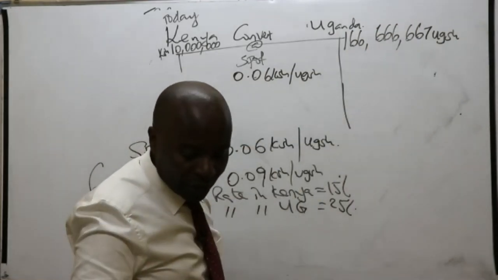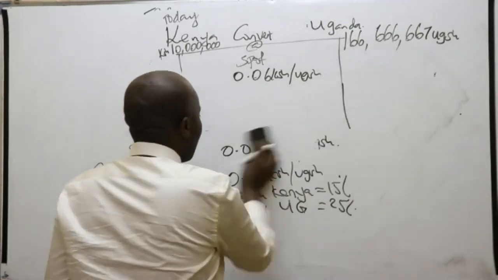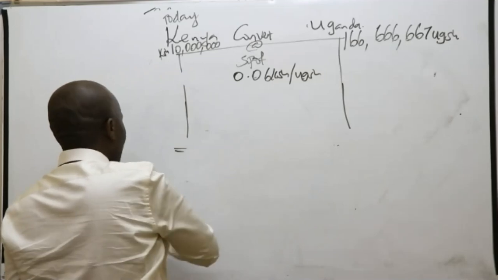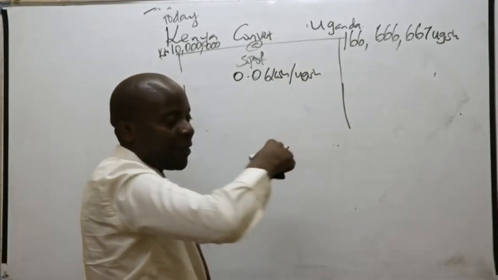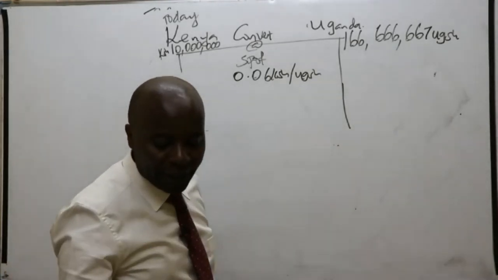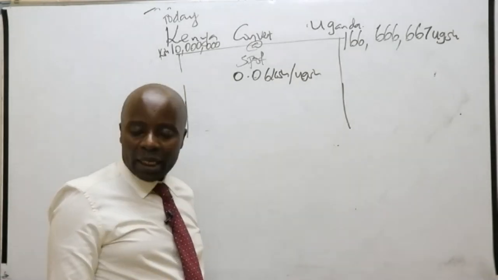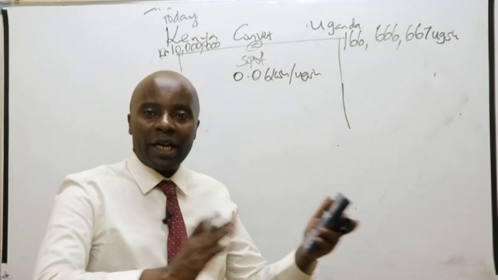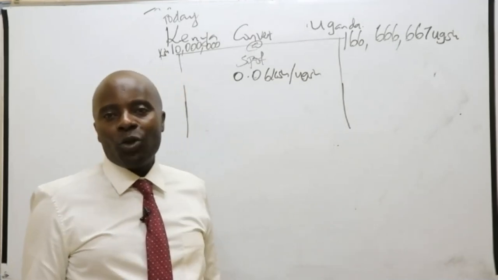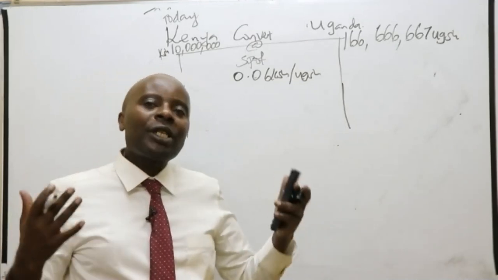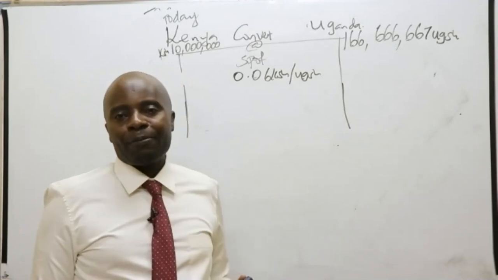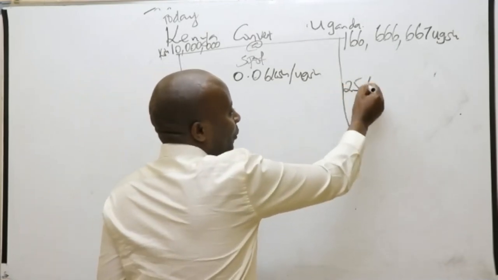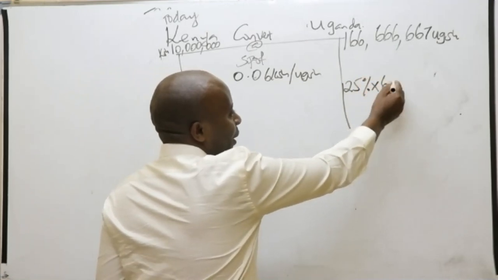Uganda shillings. Now, ladies and gentlemen, the moment I get that, what do I need to do? Now, I need very fast to invest this money. Once I invest this money, I expect to know the rate of interest. Remember now, I have crossed the border. I have gone to Uganda. What interest rate do they give us in Uganda? The interest rate in Uganda is 25%. But remember, 25% is for the whole year. So this has to be prorated.